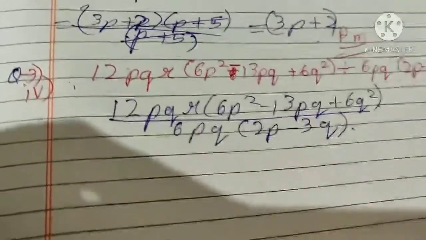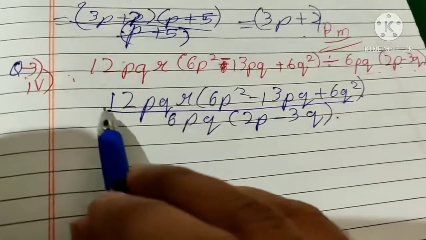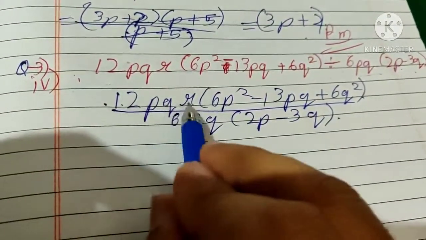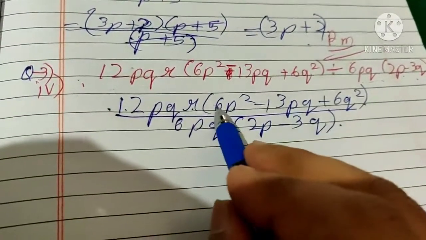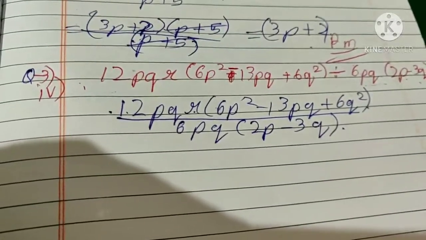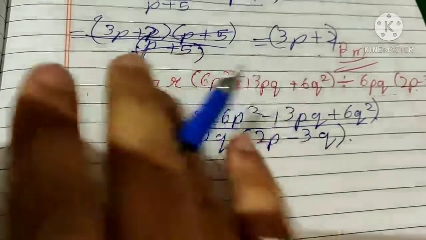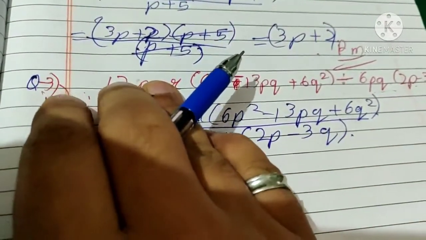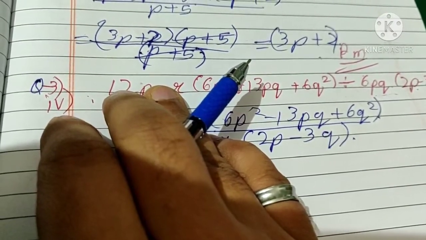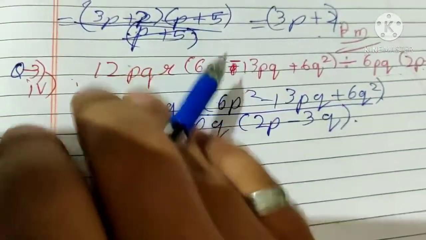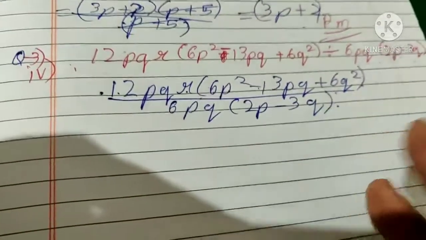Okay, we have to divide these. What will we do? First we have to always find the factors. Here in the numerator it is written as 12pqr multiplied by this whole term. We will try to find the factors out of it. First we will try to find what is common. Is there something common between these terms as a whole? 6p square minus 13pq plus 6q square. There is nothing common. Okay, so what will we do?